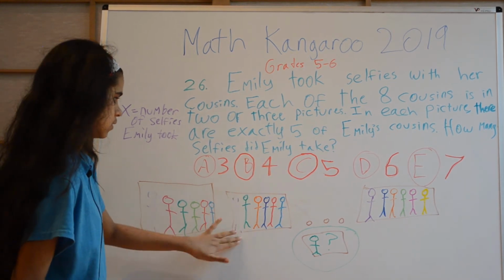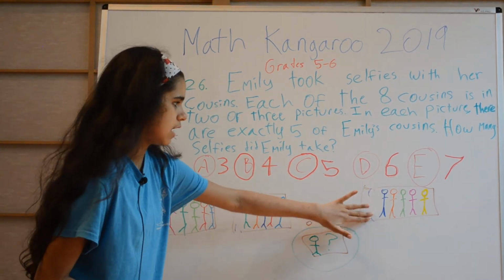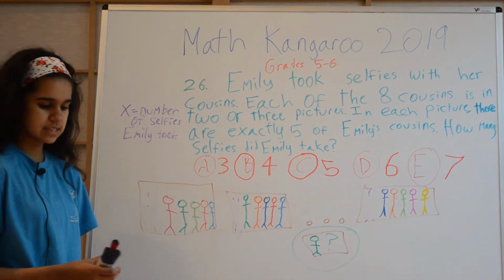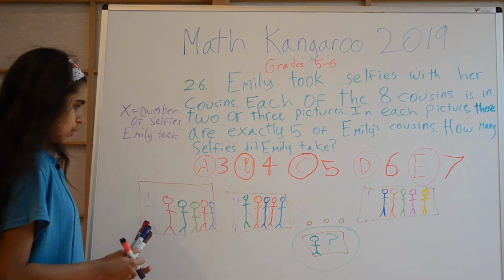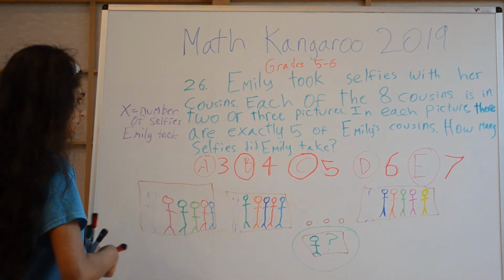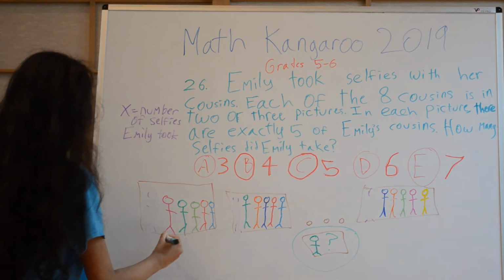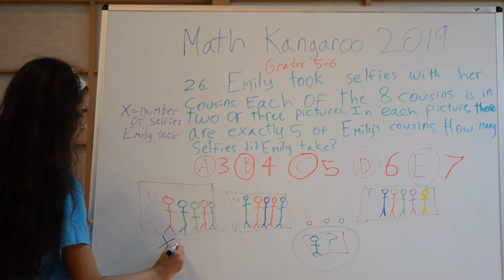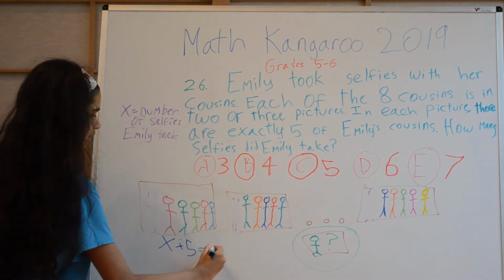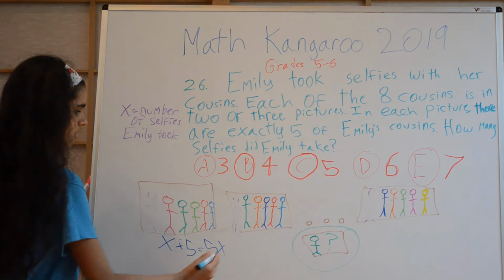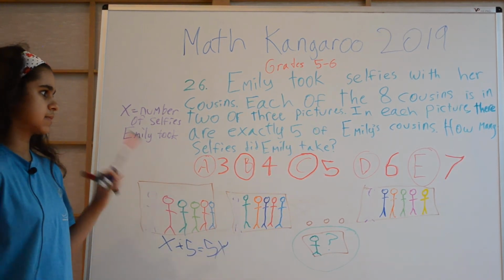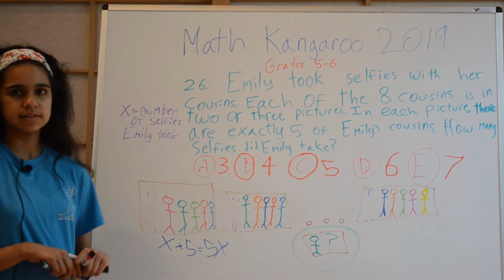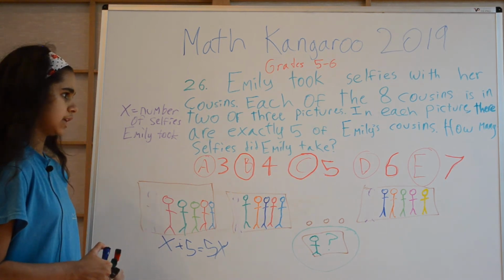And we know that there's x pictures. And in each of the x pictures that are there, there's 5 of Emily's cousins. So in each of the x pictures, we have the total number of cousins times the total number of pictures with those cousins. So it's x times 5, 5x. There are 5x people we can count in all the pictures. So what else do we know about this number 5x, the total number of people we can count?